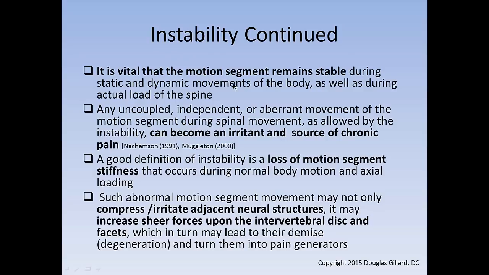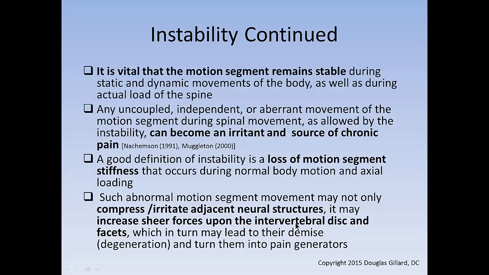Okay, so it's vital that the motion segment remains stable. We just talked about this. You can read through this. We just said it can become a source of irritant, right? If you have micro motion or macro motion of that fracture area, it can become a source of chronic pain. So what's a good definition of instability? I like this. It's a loss of motion segment stiffness that occurs during normal body motion and axial loading.